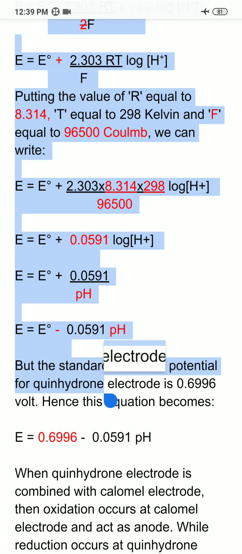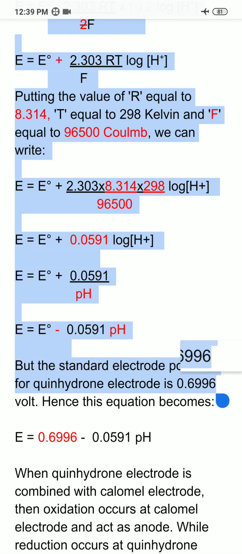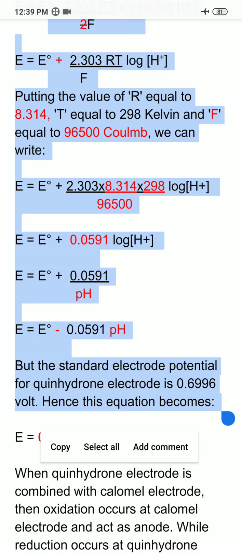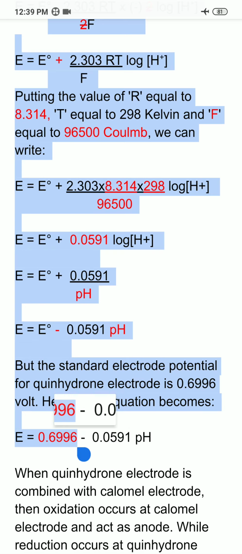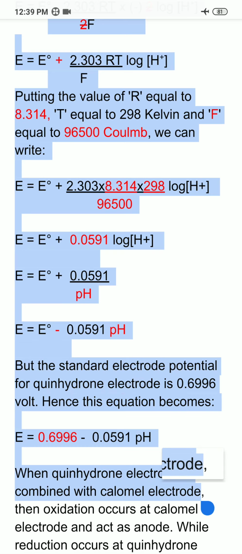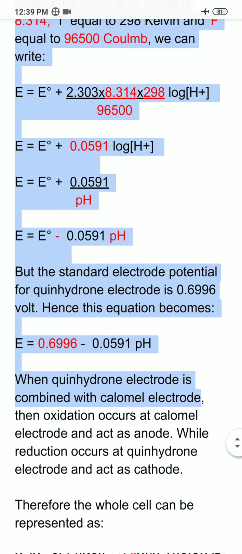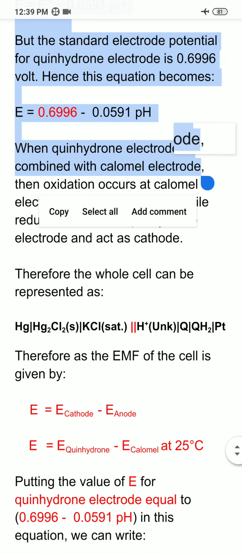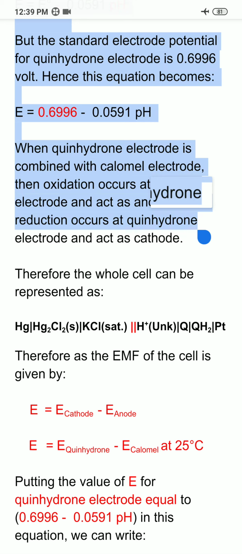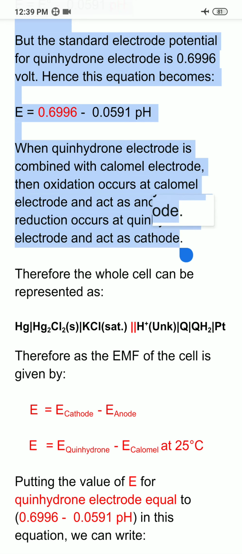But the standard electrode potential for quinhydrone electrode is 0.6996 volt. Hence this equation becomes E is equal to 0.6996 minus 0.0591 pH. But when we use quinhydrone electrode in combination with calomel electrode, then oxidation occurs at calomel electrode. Hence we can say that calomel electrode acts as anode, while reduction takes place at quinhydrone electrode and it acts as a cathode.